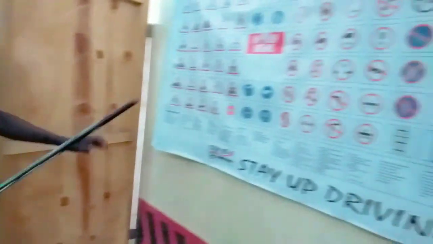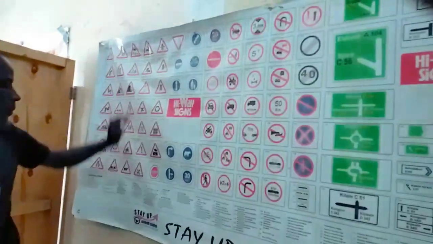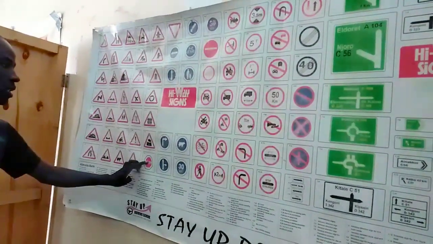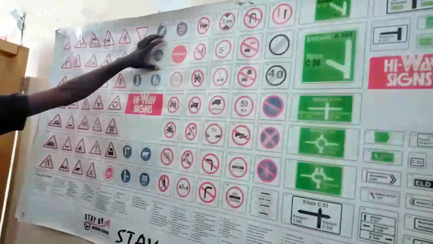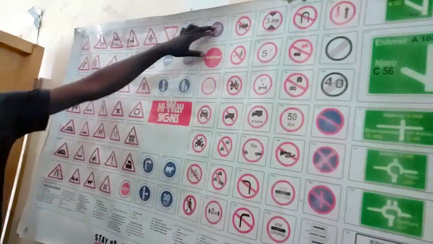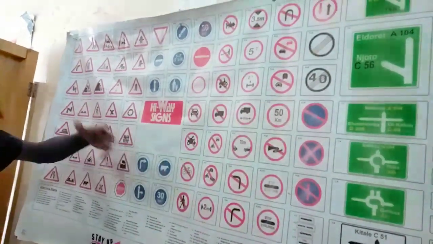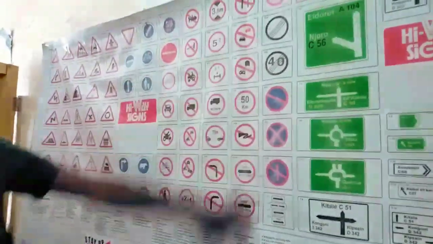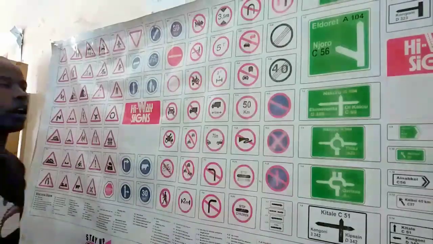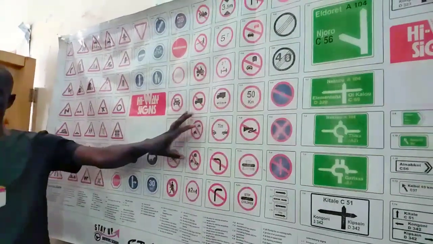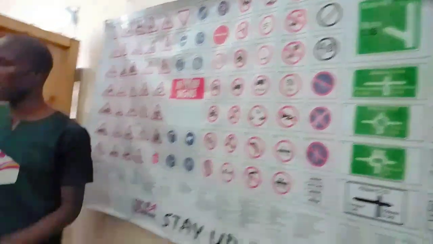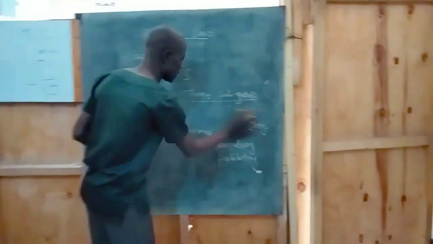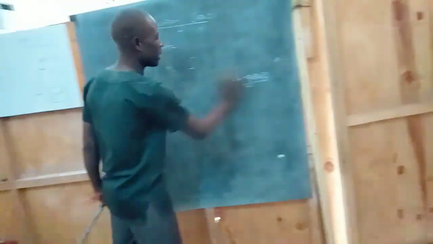So the major signs are two. The two here are the major signs. And then the ones that are in blue are the compulsory signs. And the ones that are circled red are the prohibitory signs, the ones that prohibit. Those are the subgroups of class A. Now let's look at, first of all, the major signs.